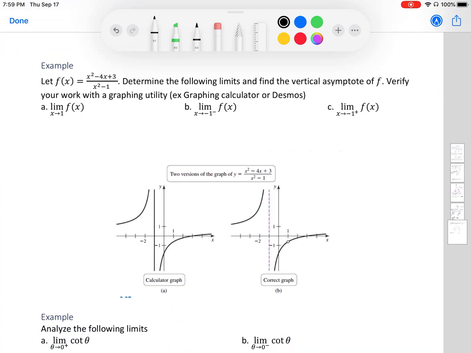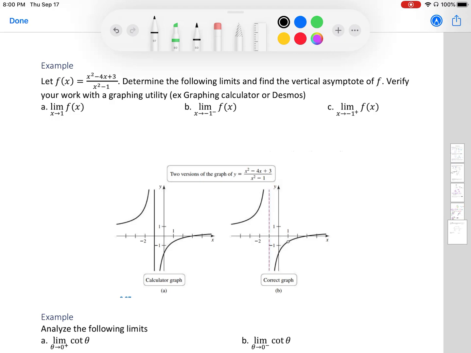Let's take a look at another example. Let f of x equal x squared minus 4x plus 3 over x squared minus 1. Determine the following limits and the vertical asymptote of f. Verify your work with a graphing utility, for example, a graphing calculator or Desmos.